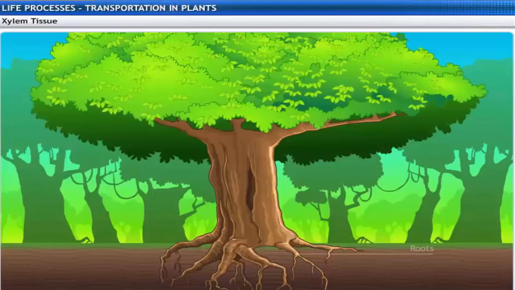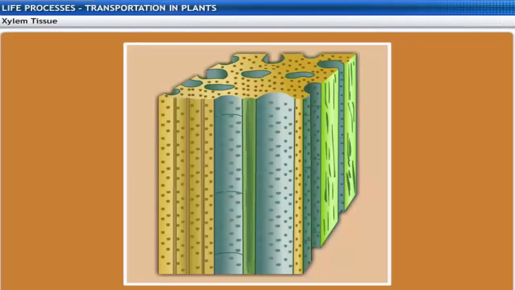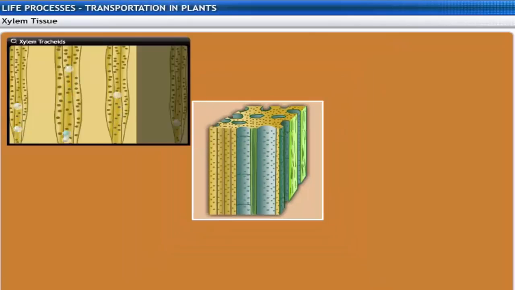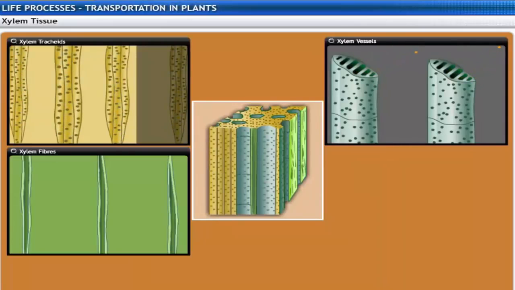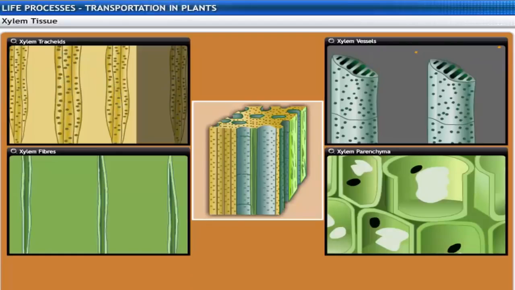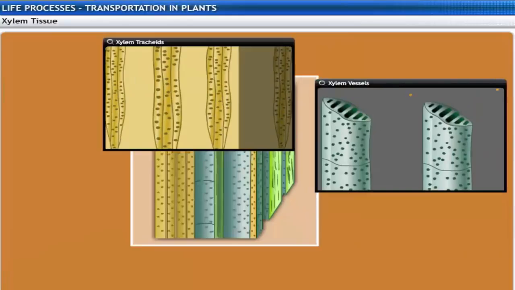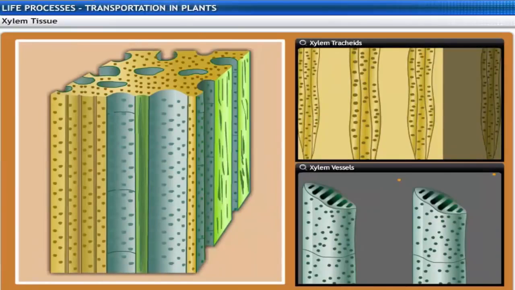Xylem tissue is present in the roots, stems and leaves. It has 4 different types of cells: tracheids, vessels, xylem fibers and xylem parenchyma. Of these, only tracheids and vessels are interconnected to form a continuous system of water-conducting channels that reach all parts of the plant.